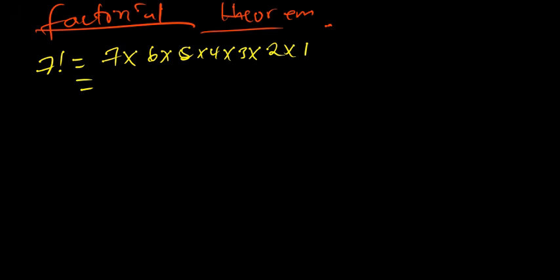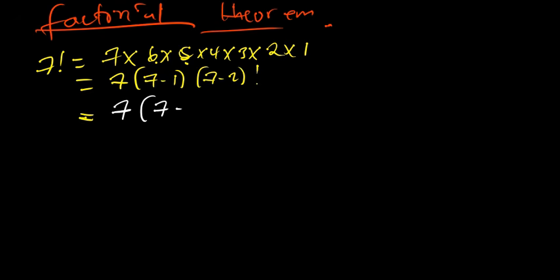Do you know that I can write this as 7 open bracket 7 minus 1, then 7 minus 2, and as long as I decide to end there, I put factorial? There is no difference, because 7 minus 1 is 6 and 7 minus 2 is 5. Are we in support with that? As long as I decide to end here, I put factorial. So that's basically the factorial theorem.